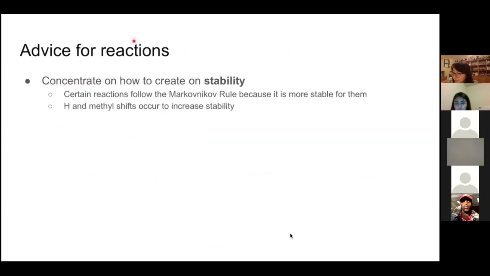So this is her advice. I think it's really good advice though. But like we've been saying, for everything in organic chemistry, just concentrate on stability. So when we talk about doing H or methyl shifts or following Markovnikov's rule, that's literally only because it creates a more stable product. Does that make sense to everyone? And we'll have a lot more examples for you. So if you have any questions, don't worry, you'll have a lot of practice. And that is the end.